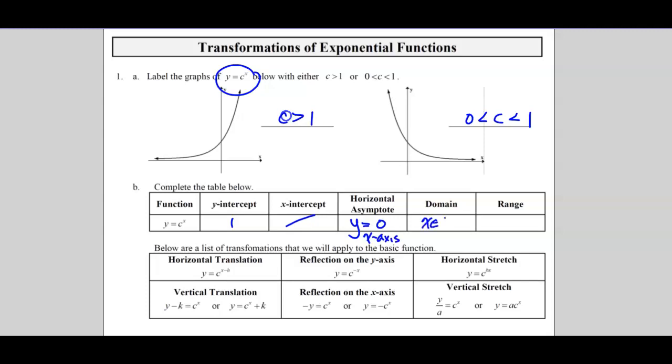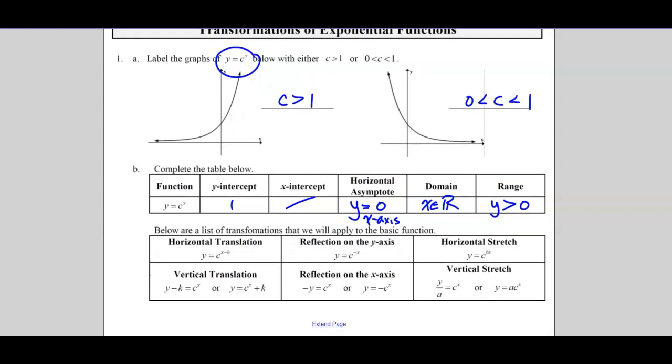Domain is all real numbers. I'm not going to put all the squiggly notation. And the range is y greater than 0, not greater than or equal to, because of that asymptote. So be careful on that. Common mistake to put that in.